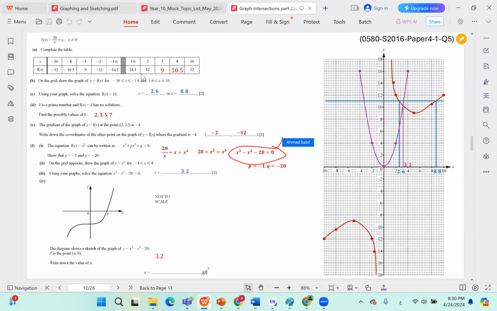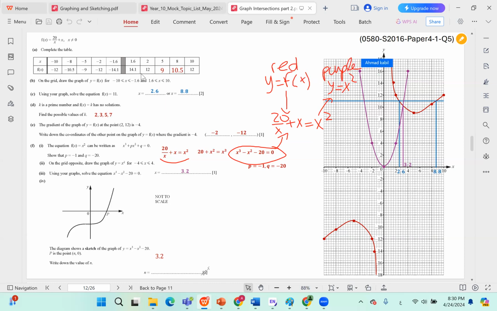So this equation here comes from what? It comes from this initial equation, which is 20 over x plus x equals x squared. So if we draw y equals 20 over x plus x, and we draw y equals x squared, where they intersect, this will be the solution of the equation. Luckily for us, this has been already drawn. This is the red graph, and this is the purple graph.